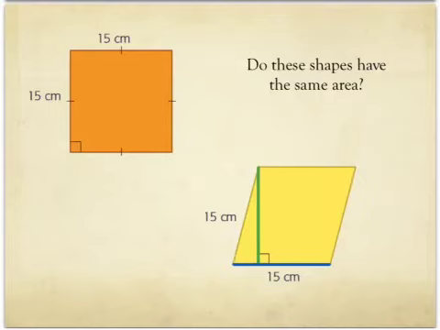So this is a dilemma I have. Do these two shapes have the same area? As we can see, the square has 15 centimeters on all sides. And for our rhombus, we have 15 centimeters on all sides.